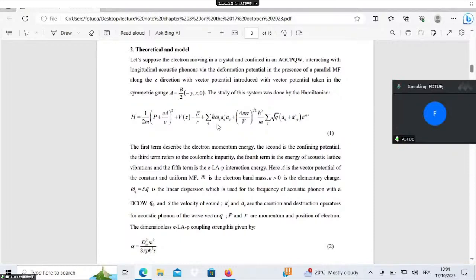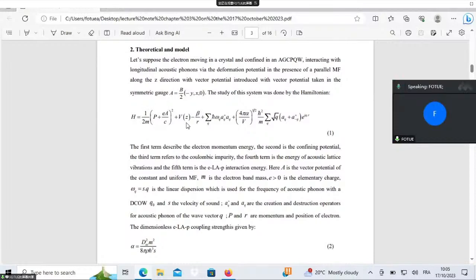This energy of the acoustic phonon is proportional to h bar omega q. This omega q, this dispersion, will be linear in the wave vector q. We will see it in detail. The last term here represents the interaction between the electron and the longitudinal acoustic phonon. We'll see from here that this A in the first part, the kinetic energy, is the vector potential. This m is the electron band mass, and e is the electron charge.